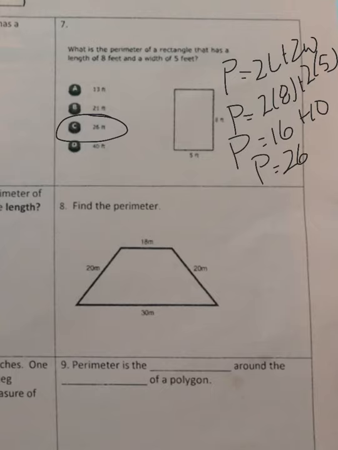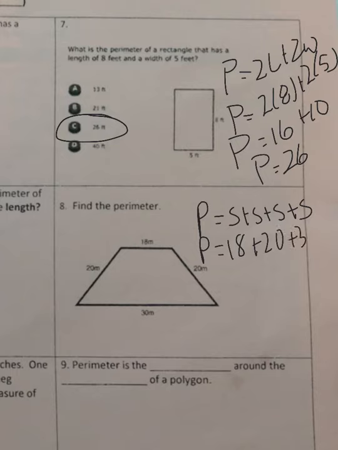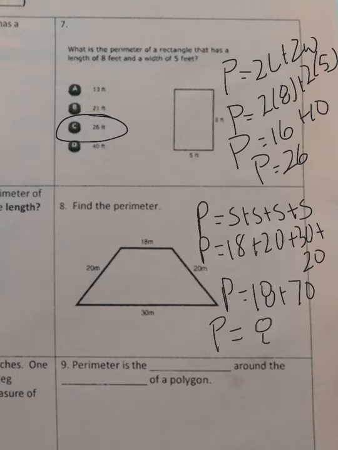Number 8, find the perimeter of this trapezoid. So the formula is perimeter equals side plus side plus side plus side. So when I substitute my values, I'm going to have 18 plus 20 plus 30 plus 20. So going ahead and simplifying, 20 plus 20 is 40, and 40 plus 30 is 70. And then I'm going to do 18 plus 70, which is 88. And then don't forget your units, 88 meters.